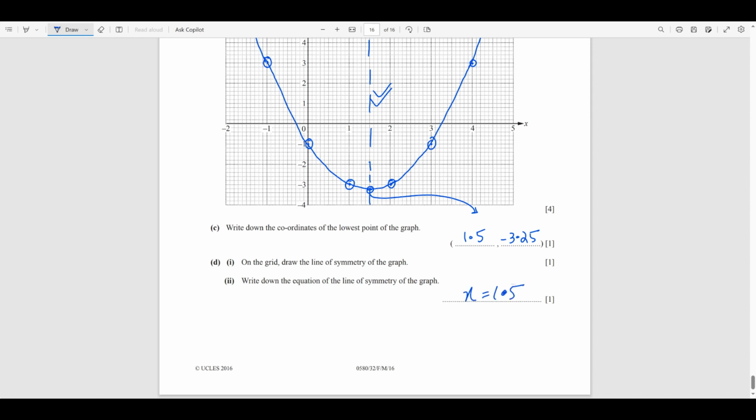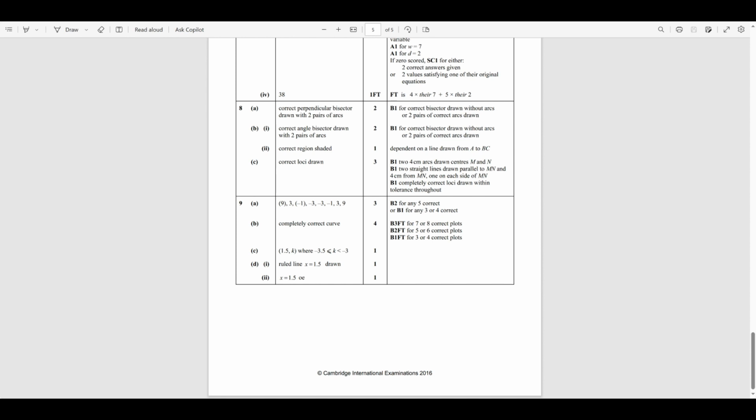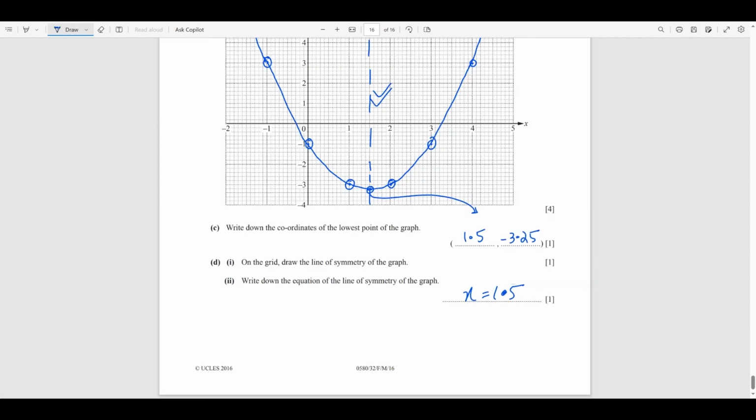And I believe that's the last question on this paper. Let's quickly check the answers. 1.5 and k, where k is between 3.5 and negative 3. So ours is 1.5, negative 3.25, so it's good. And then the ruled line, x is equal to 1.5, x is equal to, okay, all good. So I think that's the last thing on the paper.